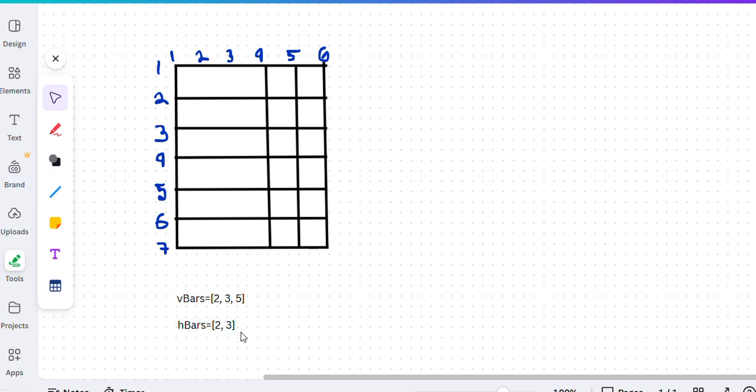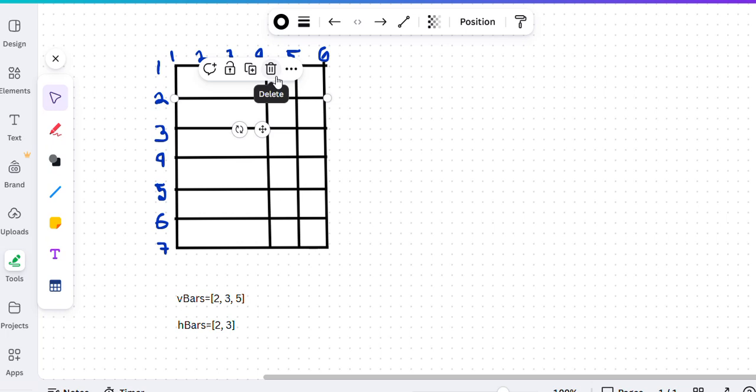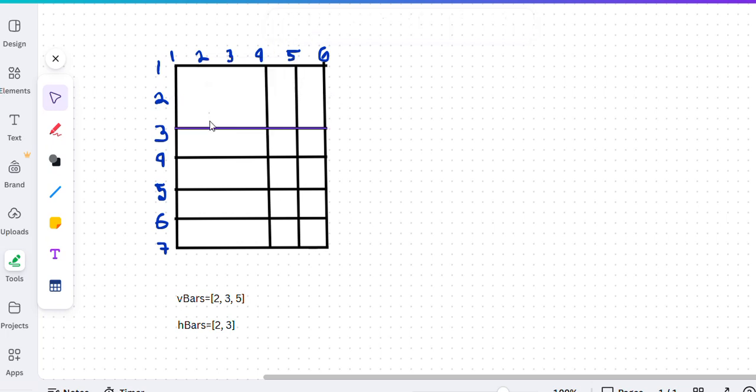Now H bars consist of 2 and 3. If we remove the horizontal line that is 2, then it has a height of 2, but width is 3. It is not a square, right? It is a rectangular shape, but we need a square. But if we remove the horizontal bar 3, then we have a square, and this is the maximum possible area of this grid, that is 3 cross 3, that is 9.